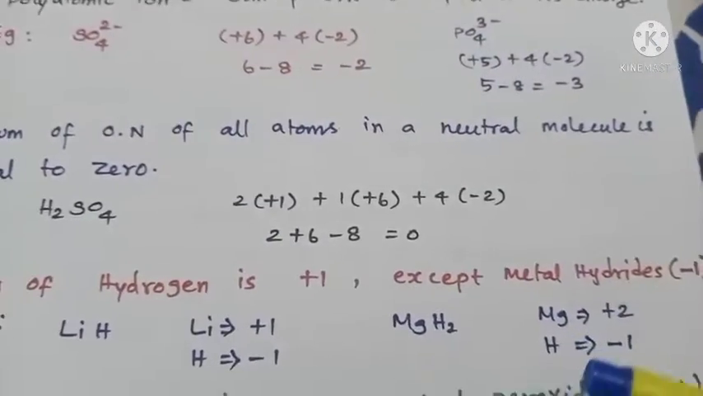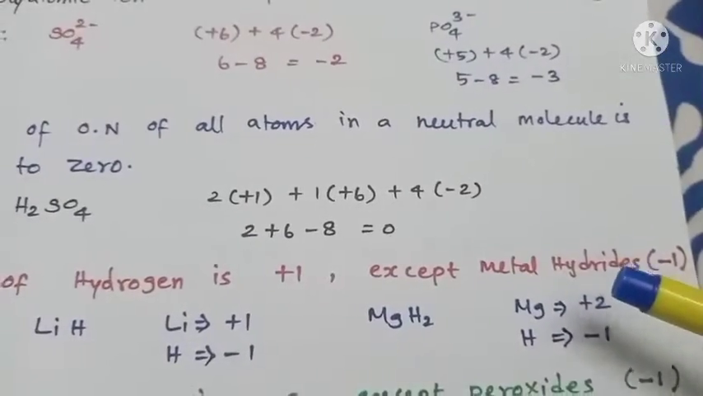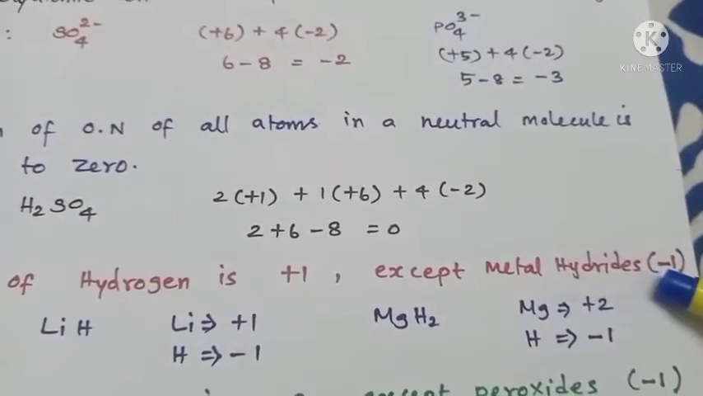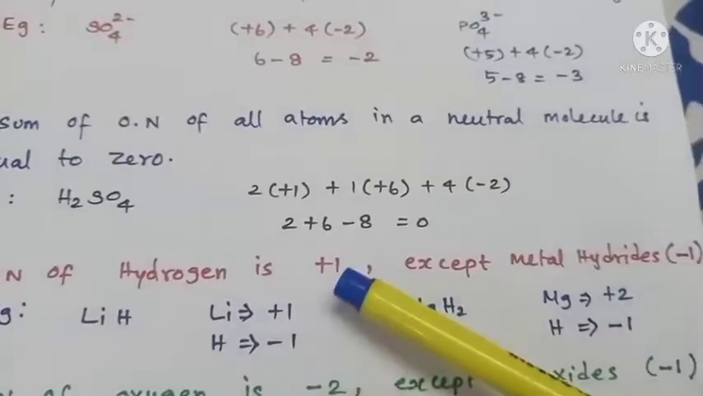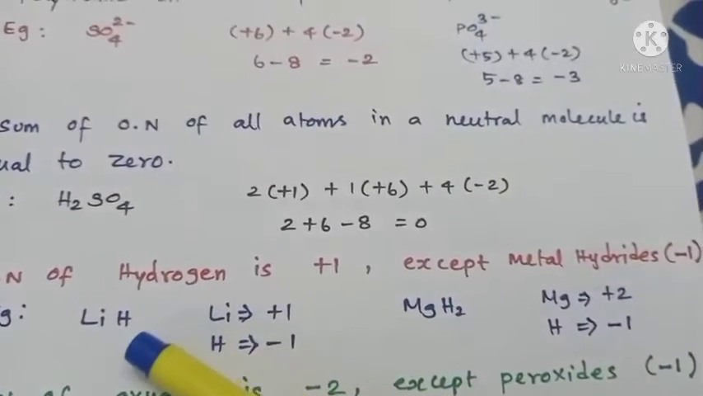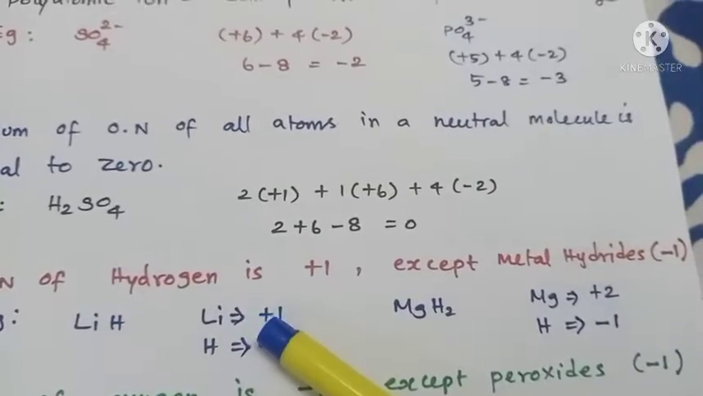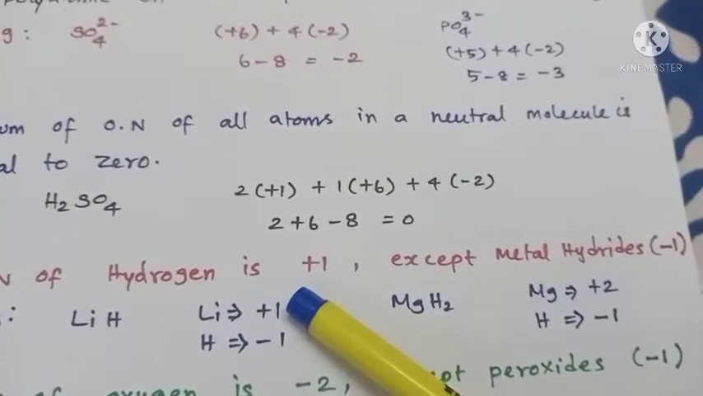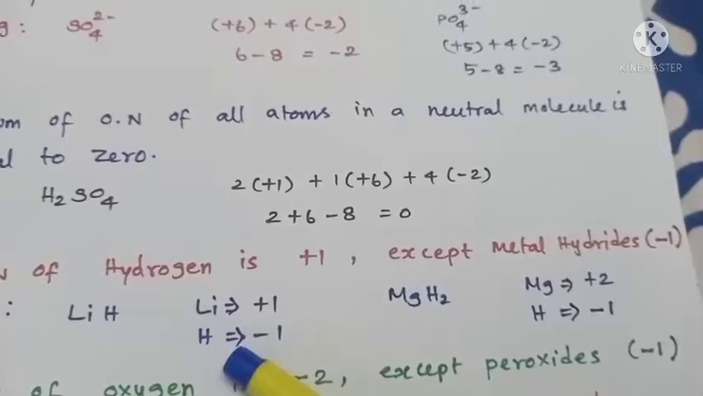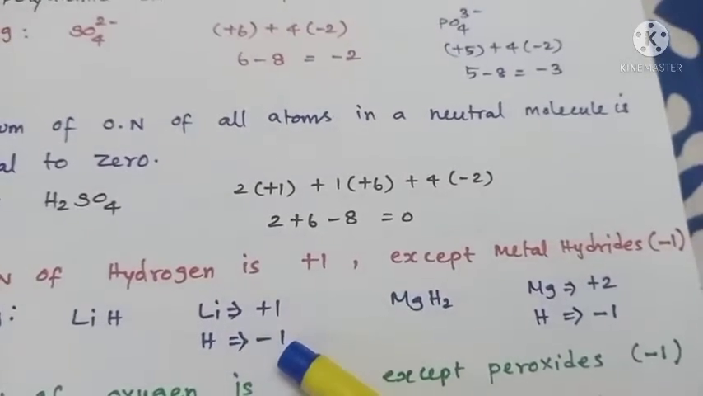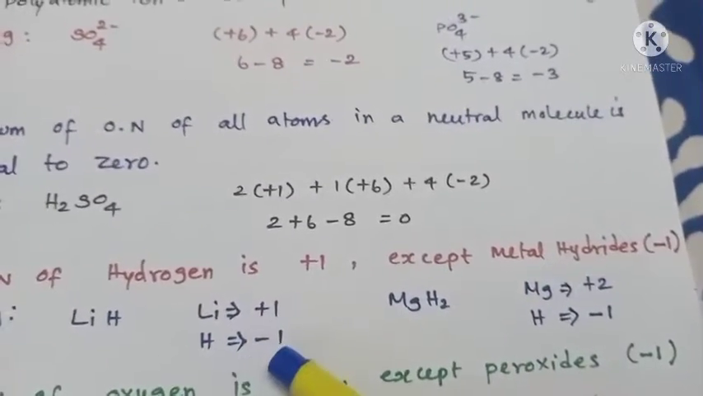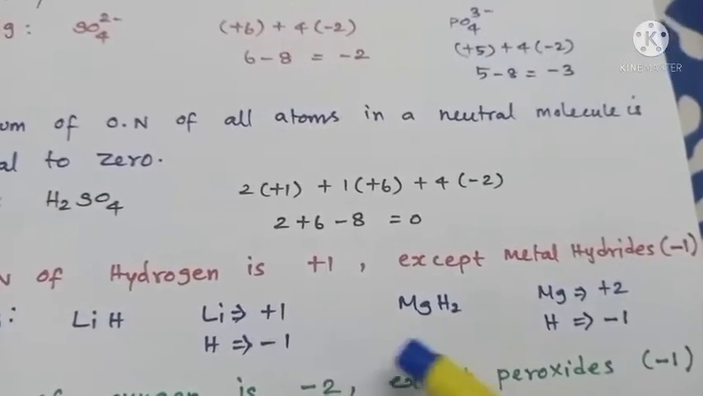In alkali metal hydrides and alkaline earth metal hydrides alone, hydrogen has a -1 oxidation state. In all other compounds, it has only a +1 oxidation state. So this is an alkali metal hydride, lithium hydride. Here lithium is a metal, so it's electropositive, so it can have only a +1 oxidation state. Therefore hydrogen has a -1 oxidation state. So it's a metal hydride, so the hydrogen oxidation state is -1.